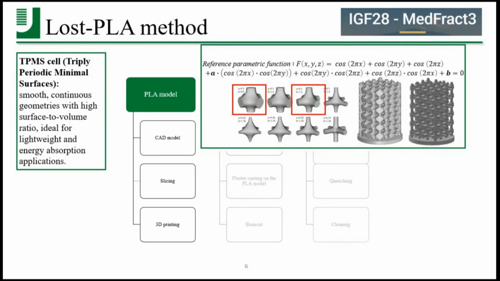The base cell is parametric, so by changing the values of the parameters A and B, we can obtain different geometries, different configurations, like this. In particular, this base cell is a TPMS cell, which has smooth, continuous geometry with a high surface to volume ratio, ideal for lightweight and energy absorption applications. These are the two CAD modeled structures, with features useful for the casting process.